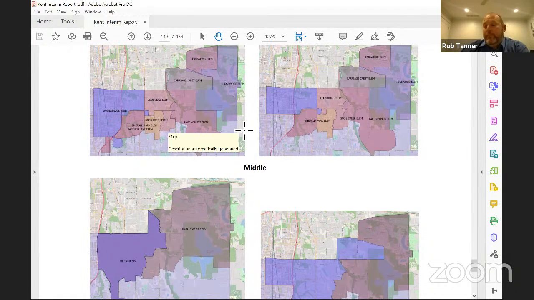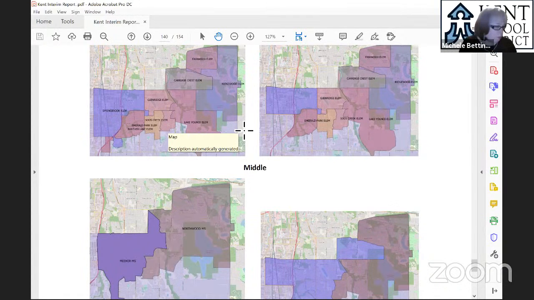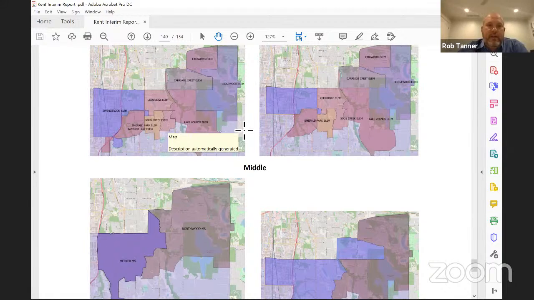Well, I think that's great input. We could definitely look at whether there's a way to re-boundary Fairwood, Carriage Crest, and Ridgewood that balances the enrollment the way it needs to be in those areas. That might shrink Carriage Crest a little bit, so maybe the boundary is in this area or something. So it's a little bit better.